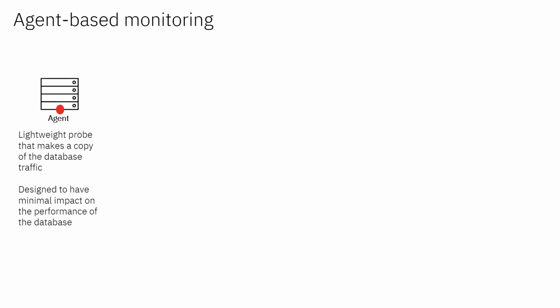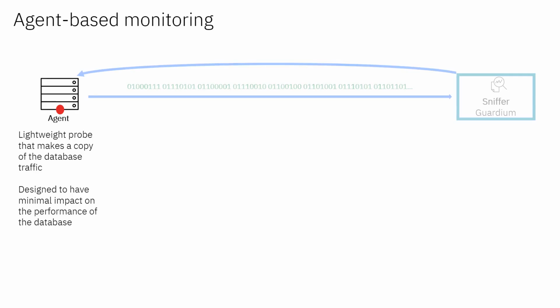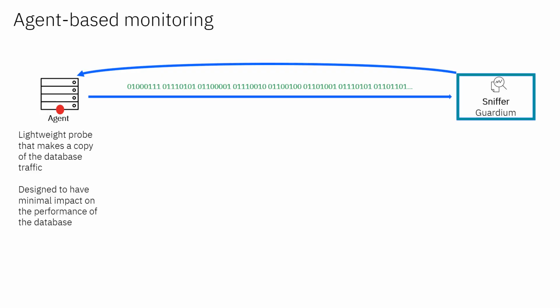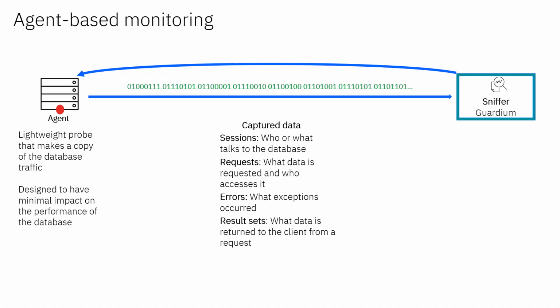The agent interacts with the operating system to capture all the data access and connections. The agent then provides the Guardium collector, which is where the sniffer exists, with the data to perform policy correlation and analysis. Agents capture who or what is talking to the database, what sort of data or action is requested, what errors, if any, occurred with the request, and the results of the request, such as the data returned.